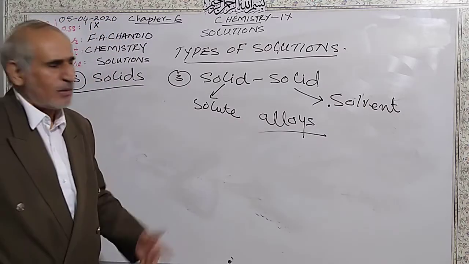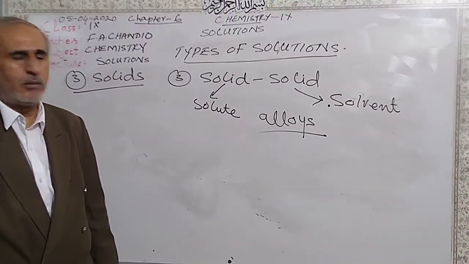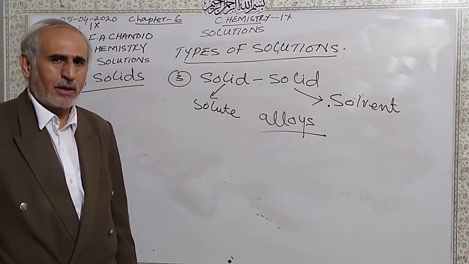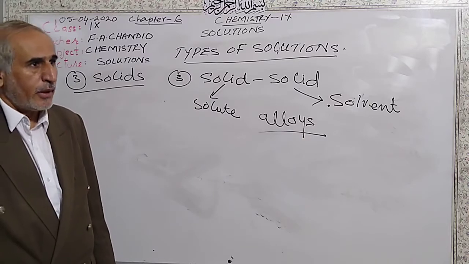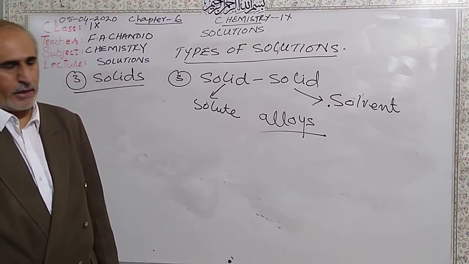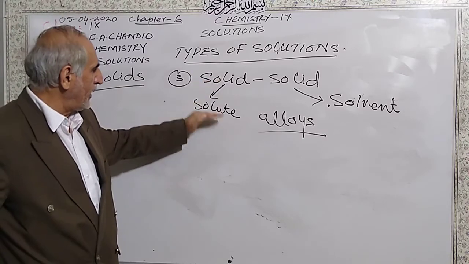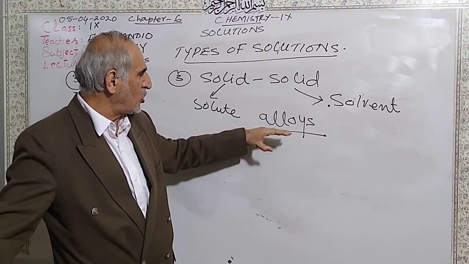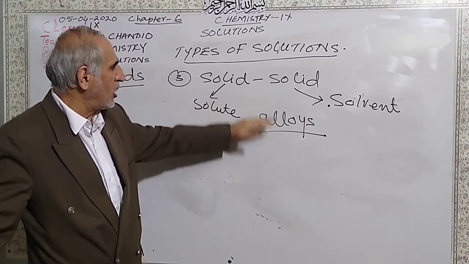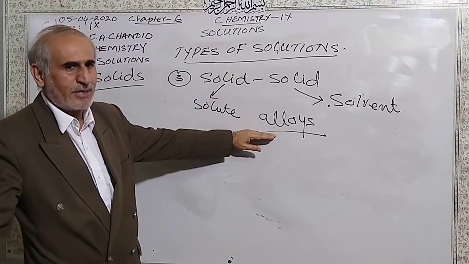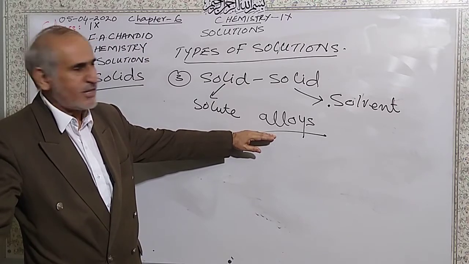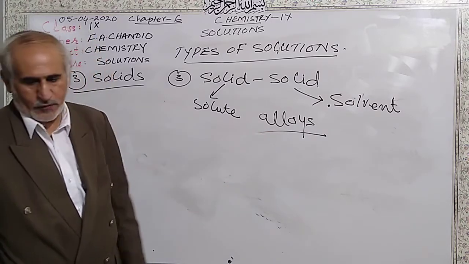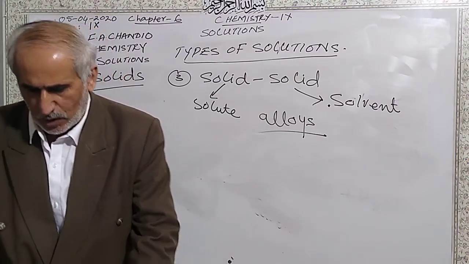Stainless steel contains iron, some carbon, and some other elements, and also brass, bronze, gunmetal, nichrome, opal. Many examples are given here. When the solid is a solute and also solid is a solvent, making a solution, it is called solid in solid. The examples I told you: alloys. Stainless steel is the best example for this one. Brass, bronze, these are also examples, and there are many examples given in your book.